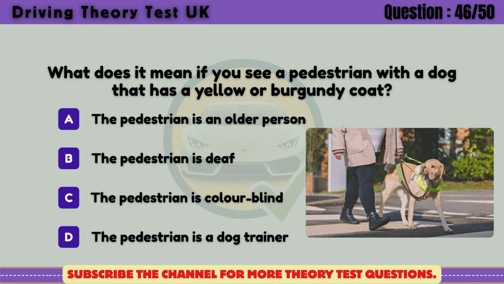Option A. The pedestrian is an older person. B. The pedestrian is deaf. C. The pedestrian is colorblind. D. The pedestrian is a dog trainer.